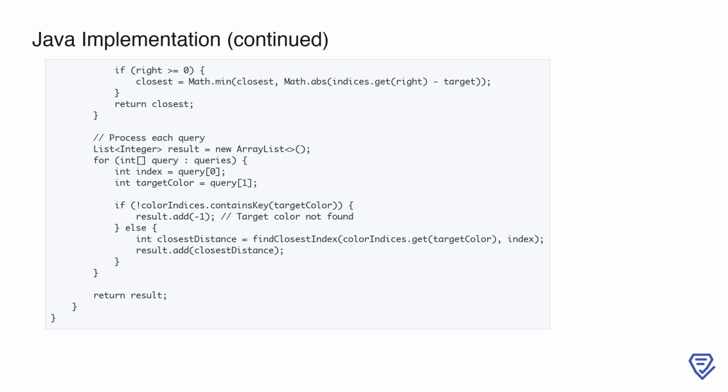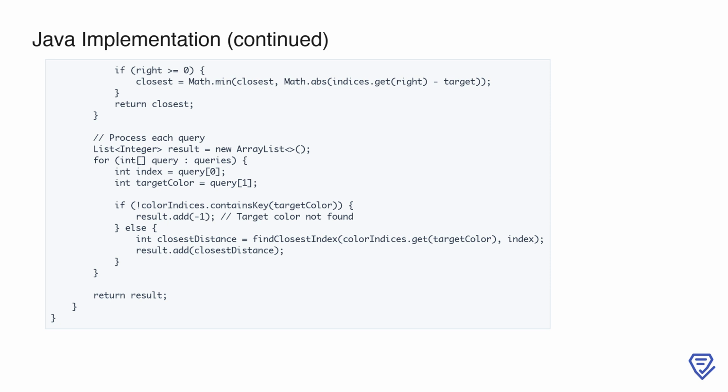With the pre-processing and helper function in place, we then process each query in the queries array. For every query, we extract the target index and the target color. If the target color isn't present in the color indices map, we add -1 to the result list, indicating that the color is not found in the array. Otherwise, we retrieve the list of indices for the target color and use the findClosestIndex function to compute the minimum distance to the specified index. This distance is then added to the result list.